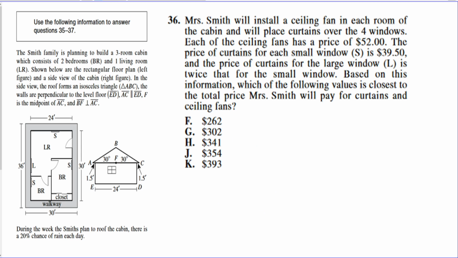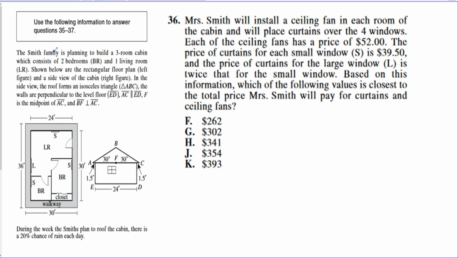Okay, Mrs. Smith will install a ceiling fan in each room of the cabin and will place curtains over the 4 windows. Each of the ceiling fans has a price of $52. Okay, the price of the curtains for the small windows is $39.50, and the price of the curtains for the large window is twice that of the small window. Based on all this information, which of the following values is closest to the total price Mrs. Smith will pay? Okay, so I'm just going to do a little inventory here.